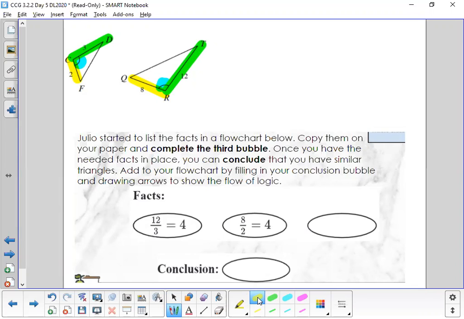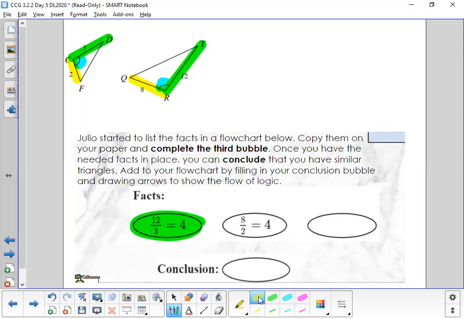So if I look at what they already gave me for my flowchart, I see that they have 12 divided by 3 equals 4. So this fact bubble right here is showing me what corresponds with those green sides that I marked in my diagram. 12 over 3 equals 4. That's the ratio of that corresponding pair of sides.